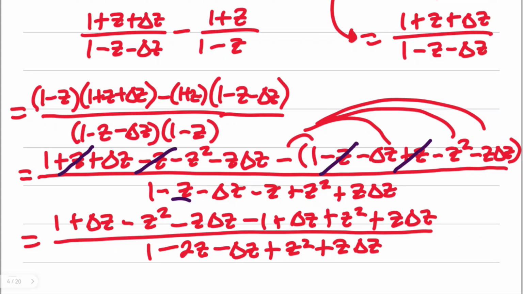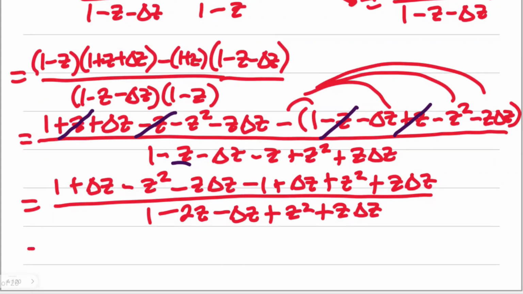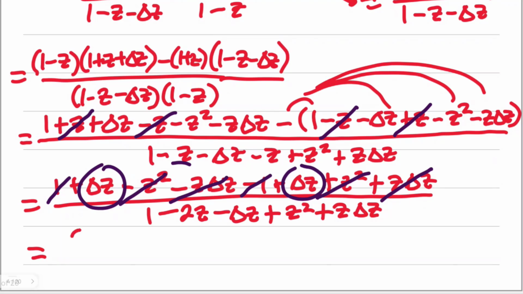Now let us find out if we can combine some of them. Looking at our numerator and denominator, I'm talking about this one here. 1 minus 1. Minus z squared plus z squared. Minus z delta z and plus here. So what remains in our numerator will be this and that. So we will have here twice delta z over the same denominator, 1 minus twice z minus delta z.